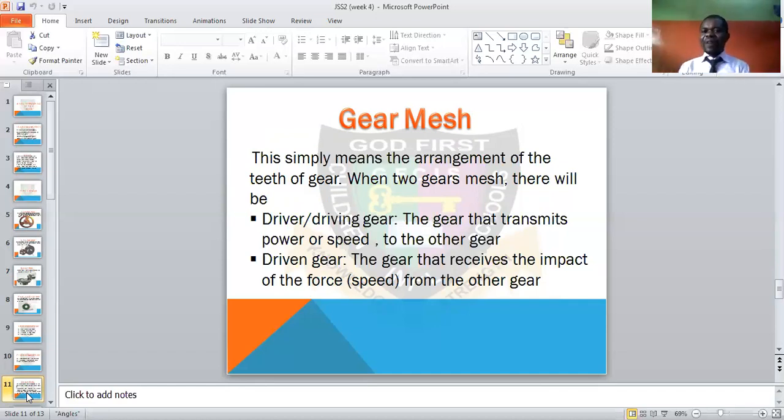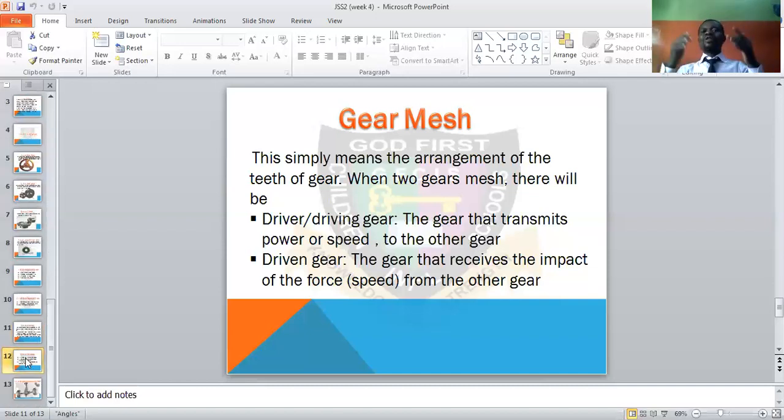Then we have the driven gear, not conductor, because I've seen it from some students: when I say driver gear, they'll say the other one is conductor gear. There is no conductor gear. It is driver gear and the driven gear. The driven gear is the one that receives the force or the power from the driver gear. So when two gears mesh, there must be a driver and a driven gear. One will be driver and the other one will be driven, just like you give and receive.